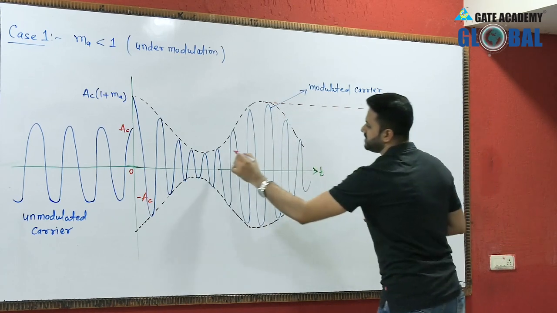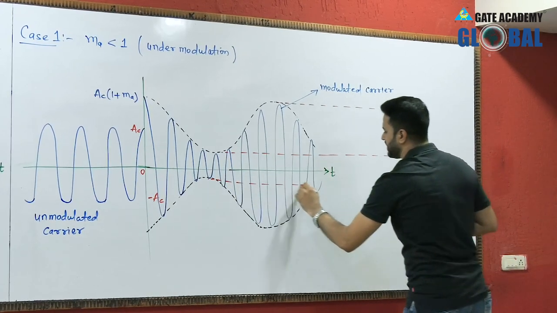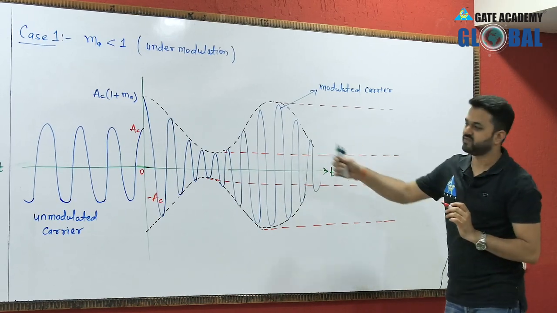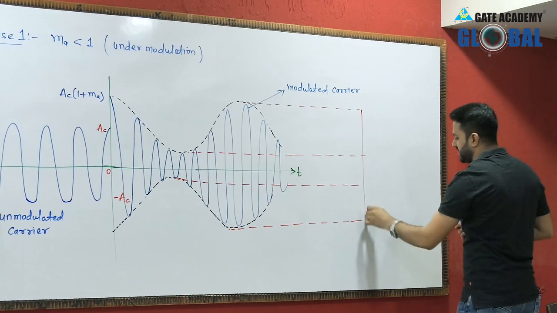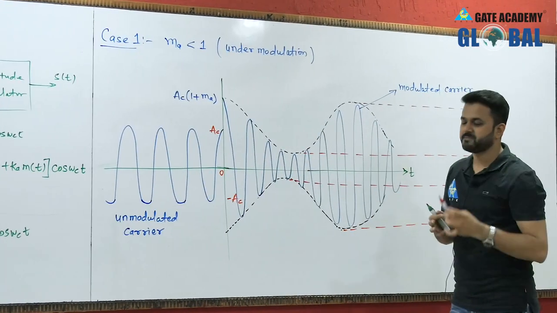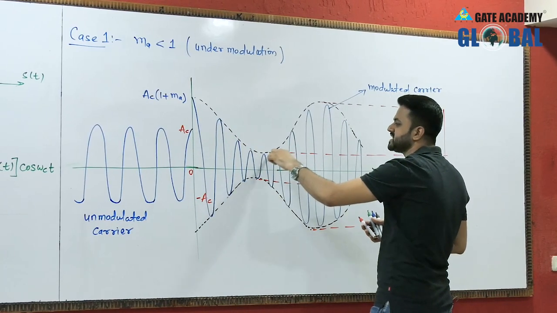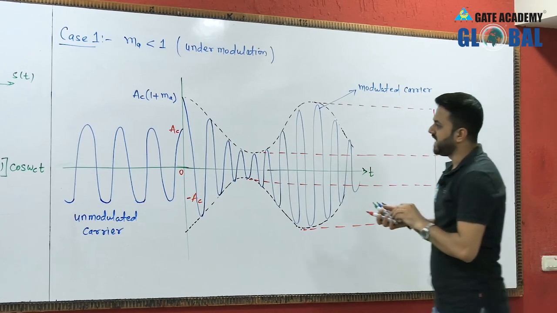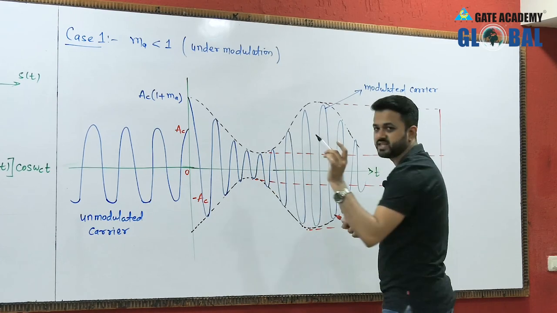Now, we can also draw its trapezoidal pattern, and this trapezoidal pattern can be drawn from the maximum and minimum value of envelope. So this is the maximum value of envelope, and we join these two maximum values of envelope, which is Ac (1 + ma). What is the minimum value of envelope? As you can see, when we connect the peak values of this AM signal, we get a shape like the sinusoidal message signal, and this value is going to be the minimum at this point on the positive side.